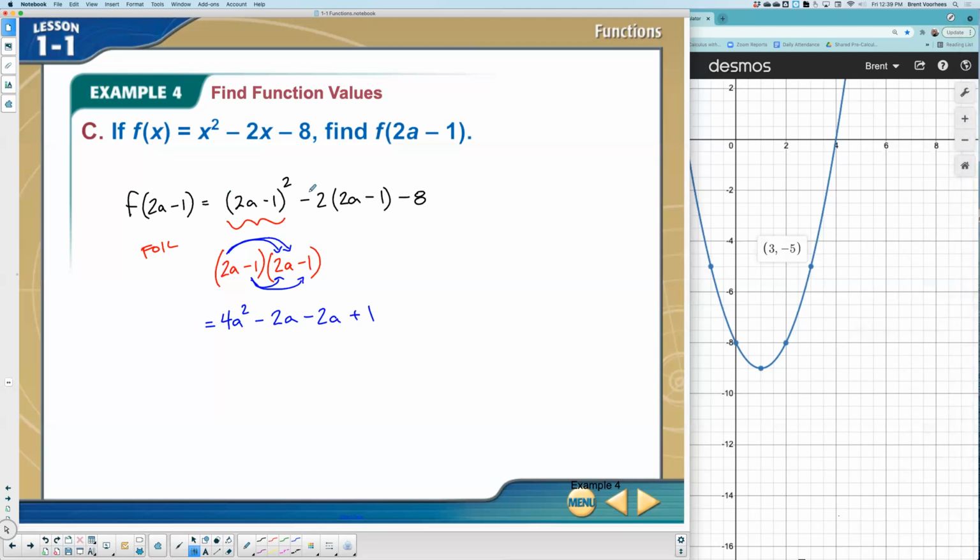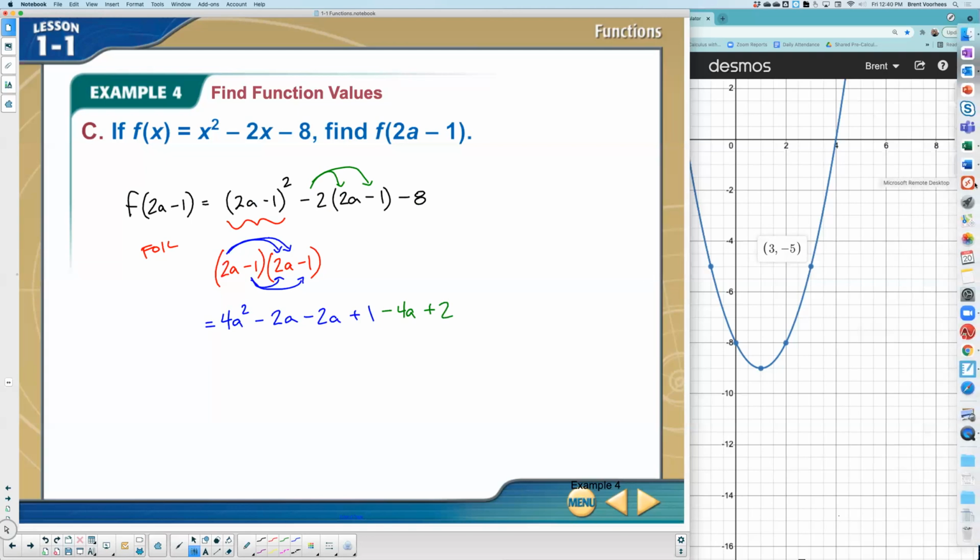Now let's look at negative 2 times 2a minus 1. I need to distribute this as well. What's negative 2 times 2a? Negative 4a. Okay, and then what's negative 2 times a negative 1? Positive 2. Good. And then finally, the minus 8. Once we simplify this, we'll have our solution.